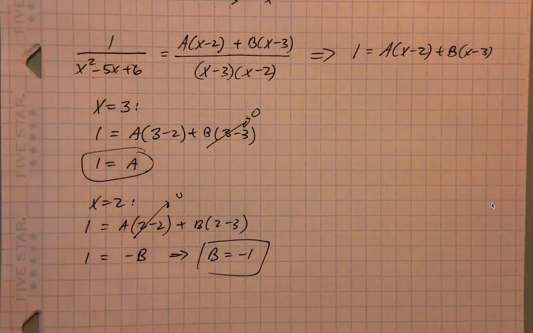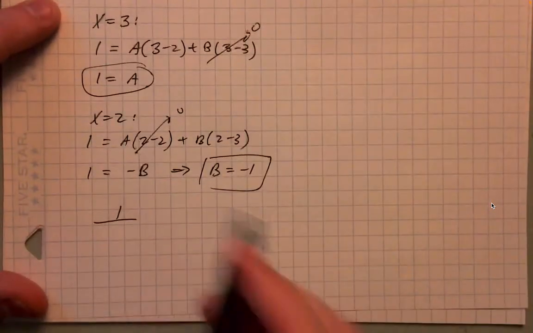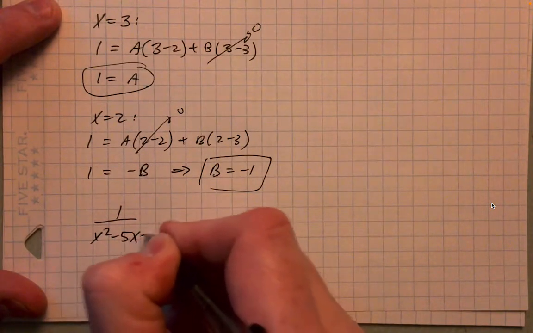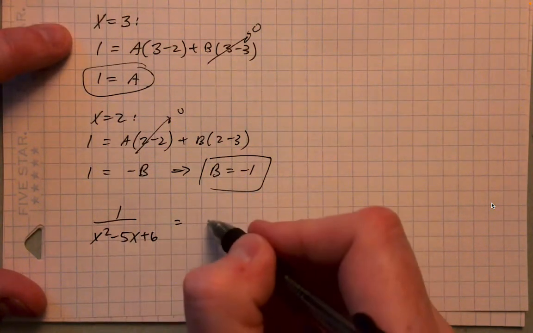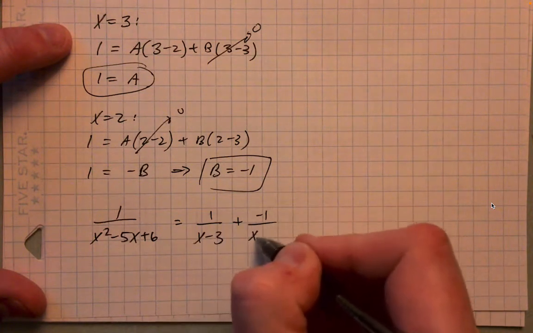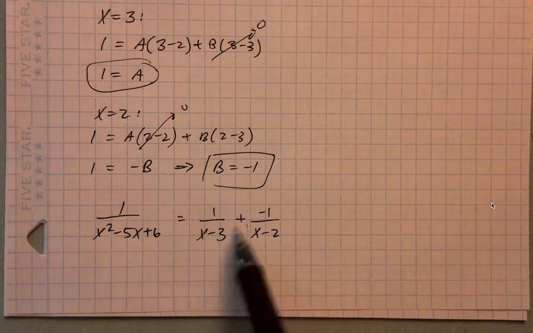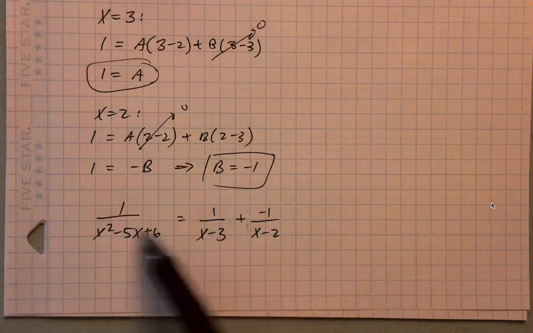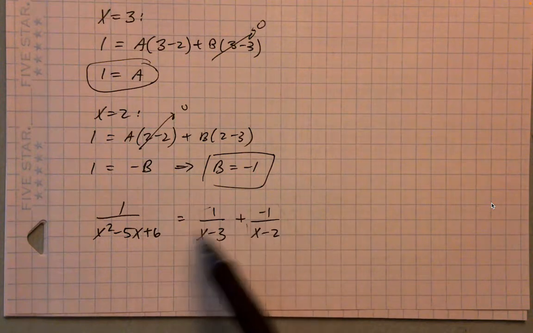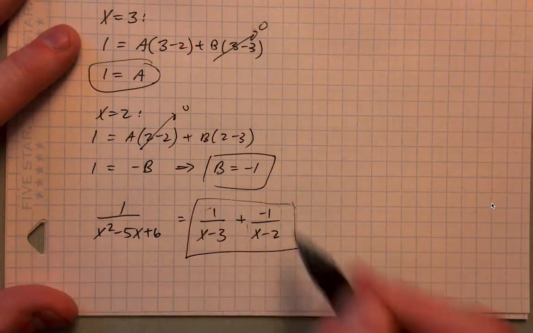Okay, all right, and so that means we have our partial fraction decomposition. So basically 1 over x squared minus 5x plus 6 will be equal to 1 over x minus 3 plus negative 1 over x minus 2. If you were to multiply this through, get a common denominator, you'd see that this would resolve down into the original form. This is the partial fraction decomposition.